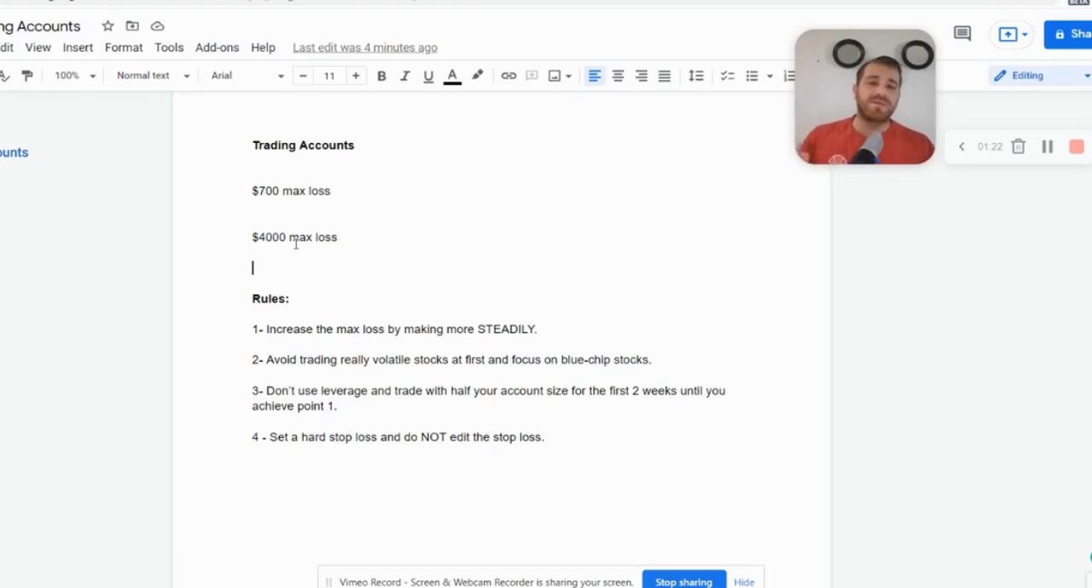How do we first of all approach it? Well, guys, remember here you're gonna learn discipline, minimizing risk, and trading like a professional. So here's some rules, and there's only 4 things you have to follow in order to stay in the game and become profitable. So rule number 1: increase the max loss by making more steadily.